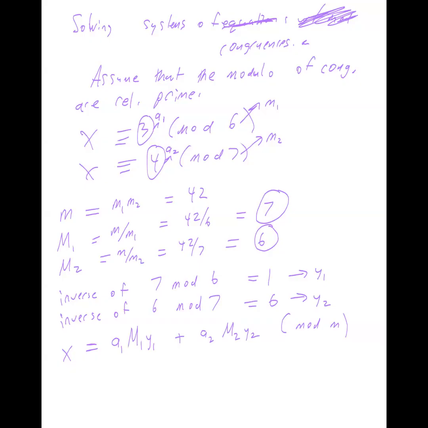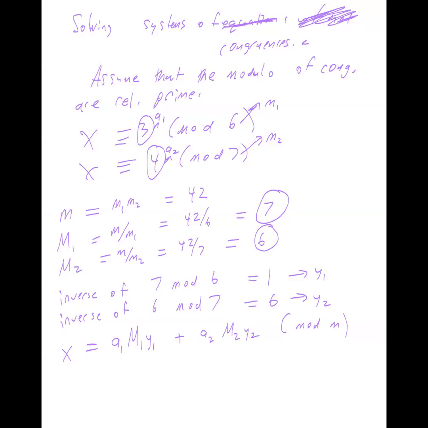And when you plug this term right here into the second equation for X, you're going to have M2, Y2. And remember, Y2 is defined to be the inverse of 6 mod 7. Then we take M2, which is 6, times Y2, we're going to get a remainder of 1, because these two are inverses of each other mod 7. We're just going to get 1 times A2. So when you plug this X value into the second equation for X, it's just going to come out to be nothing but A2, right? So A2 is just whatever number is on the other side.